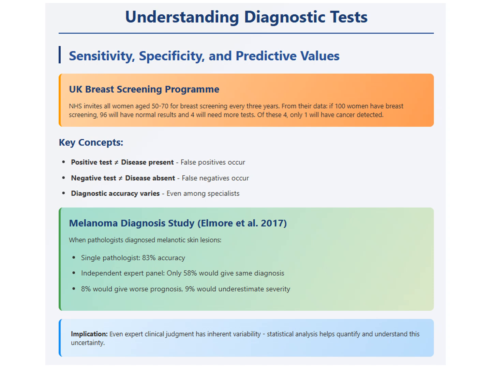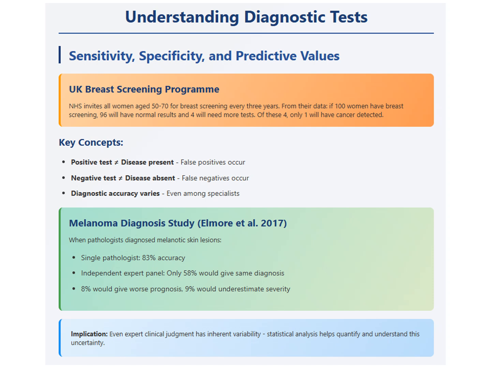Secondly, it means we need statistical thinking to interpret test results in context. The probability that a positive test indicates disease depends not just on the test characteristics, but also on how common the disease is in the population being tested. This is where concepts like positive predictive value and negative predictive value become crucial. These are statistical measures that tell us what a test result actually means for an individual patient.